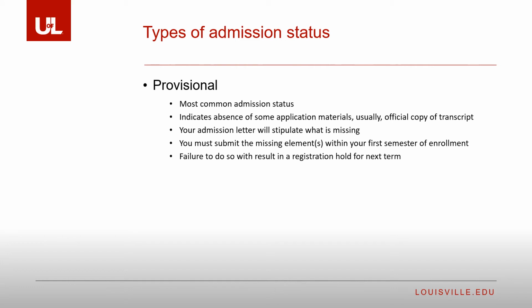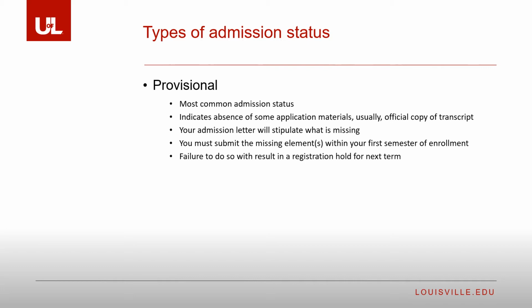A provisional admission status is the most common admission status because most students will be missing some part of their application. It just depends on whether the graduate program you're applying to will consider incomplete applications. In most cases, the most common culprit is the transcript. Most students will submit an unofficial copy of the transcript while they wait for the formal official copy to arrive. Students can also be issued a provisional status in case not all of their recommendation letters have arrived or if there are any other missing pieces. But always check with your program whether they will consider evaluating an incomplete application.